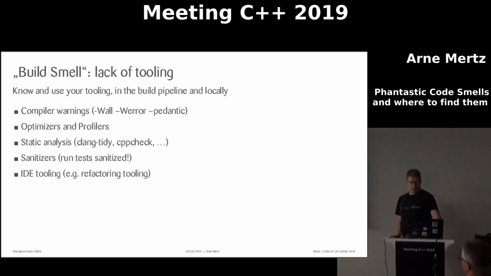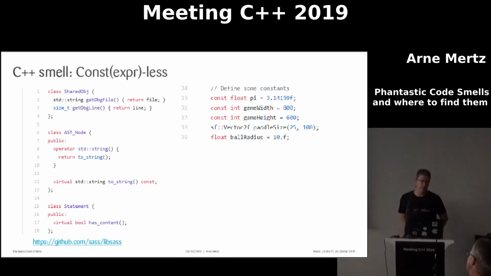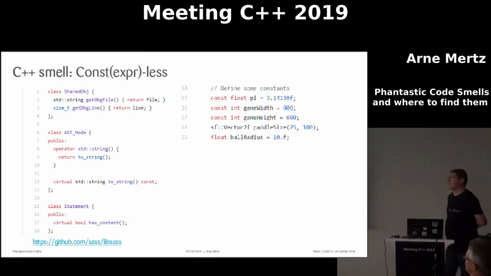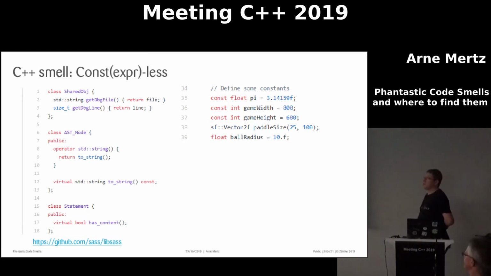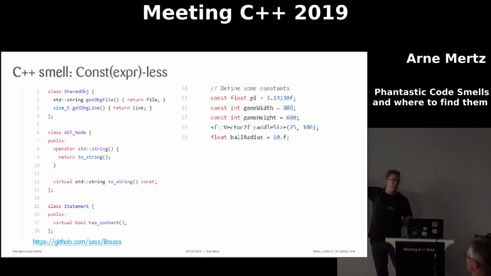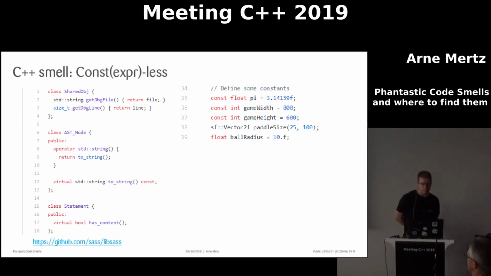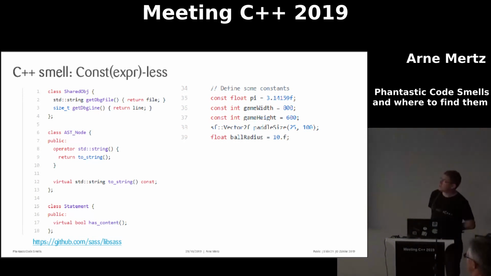Okay, so much about general code smells. Let's start with C++. This is yet another open source library, libsass. Thank you, Christian, for the tip. The right part is still from the Pong game. Remember, it's C++98 or 03, both code bases.